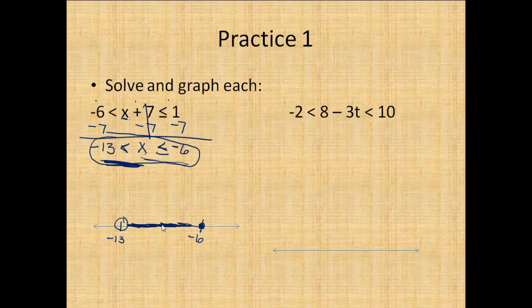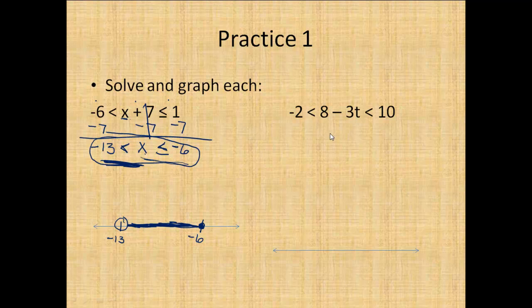Notice I run into my other dot that I had over here. That's kind of my cutoff point. With an and, you have to be in between these two. I do not shade farther to the right and I do not shade farther to the left. I stop. And you shade just in between them.